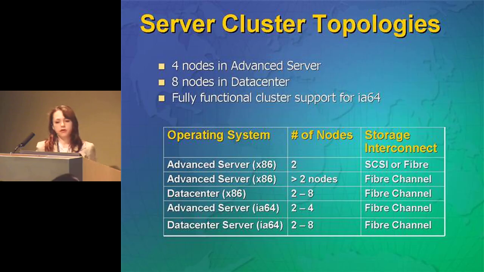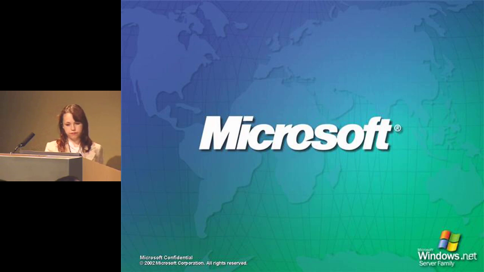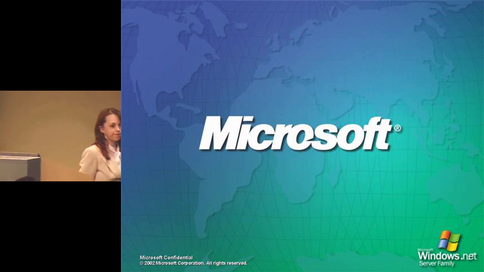And here are the configurations that we support in .NET clusters. We still support 2-node SCSI clusters in the Enterprise Server version. We support up to 4-node Fibre Channel clusters with the Enterprise version, and up to 8 nodes in Datacenter. And all these configurations are available on the 64-bit platform as well. That's it.